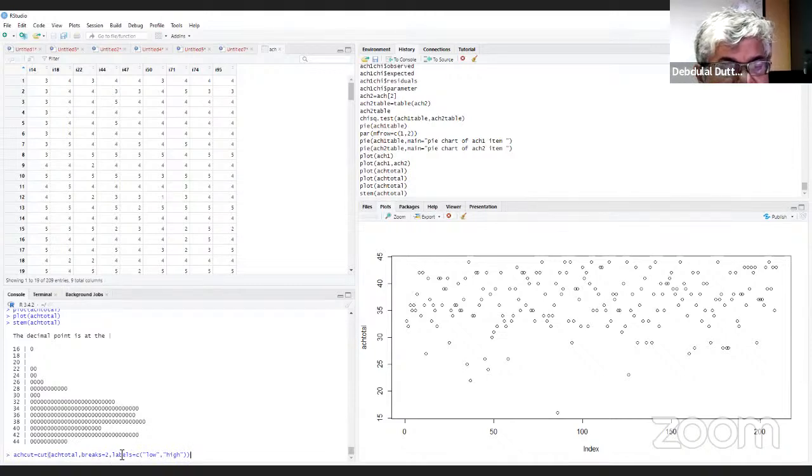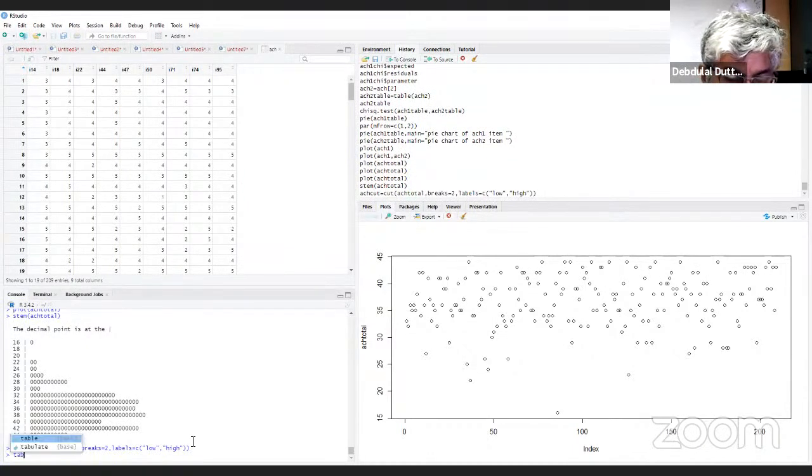And the score below the median will be categorized as low. And the score above the median, those respondents will be categorized as high achiever. So this is the low achiever and this is the high achiever. We can get this information from the H cut.